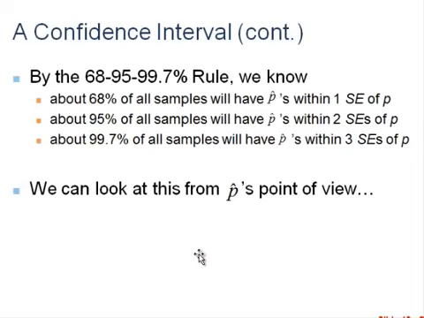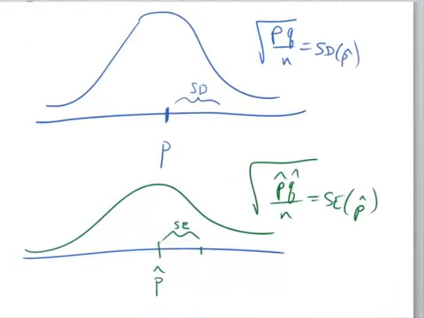We know about our 68, 95, 99.7 rule. We know that 68% of all samples will have p hats within one standard error of p, or one standard deviation, same idea. 95 is the 2 standard errors, 99.7 is the 3 standard errors. So from p hat's point of view, this is the sample that you took. We're hoping that the true p that we're trying to elusively find falls near p hat.